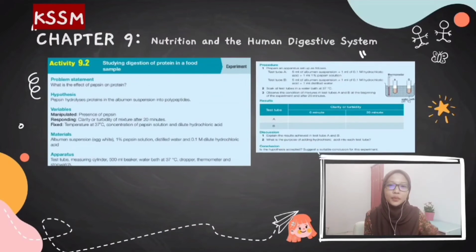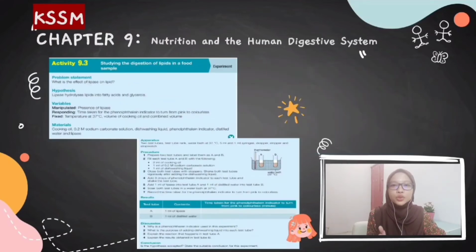Then, Activity 9.2 is also a compulsory experiment, in which students will be able to study the digestion of protein in a food sample. They will see the clarity or turbidity in the sample throughout this experiment. Moving on to Activity 9.3. This experiment aims to study the digestion of lipids in a food sample. It is a very interesting and simple activity as students will see the lipid indicator turn from pink to colorless in the presence of lipid. Again, this is also a compulsory experiment mentioned in the SKP.